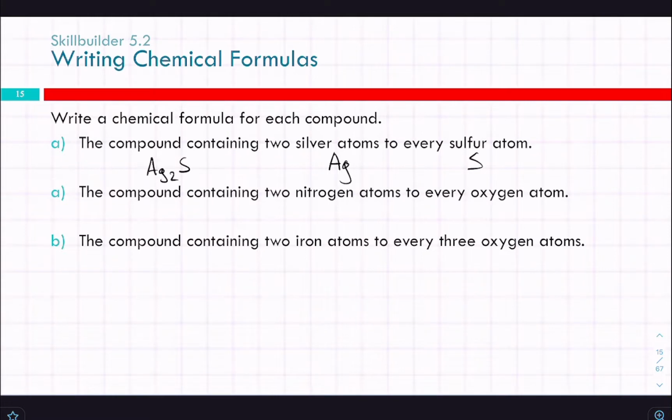If we had, this was the example on the previous slide, but if we had 2 nitrogen atoms, 1 oxygen atom, which of those goes first? Nitrogen goes first. So nitrogen is to the left of oxygen on the periodic table. So this will be N2O. And then if we had a compound with 2 iron atoms for every 3 oxygen atoms, which of these goes first? Iron. So Fe2O3.